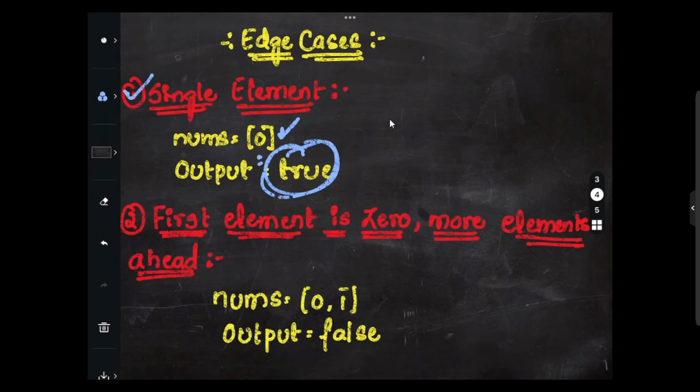Let's come to the second edge case: first element is 0, with more elements ahead. This one I'm speaking about, 0 1. We cannot move forward from index 0, since the value itself is 0, so we have to return false in this case.